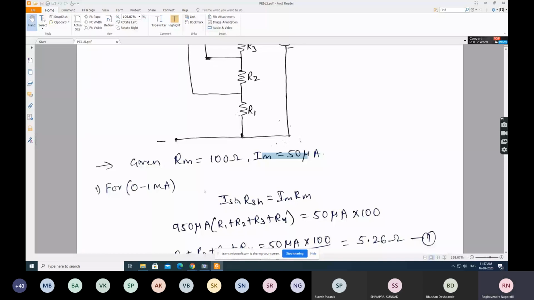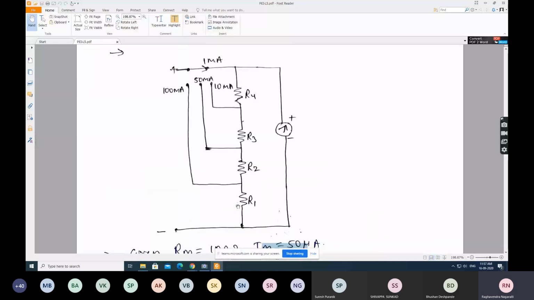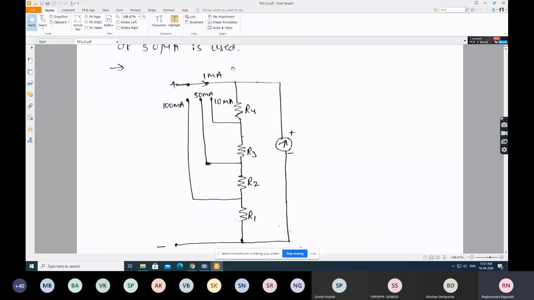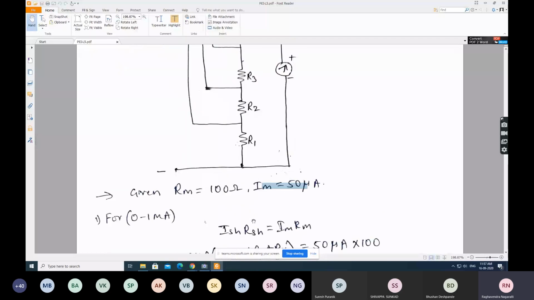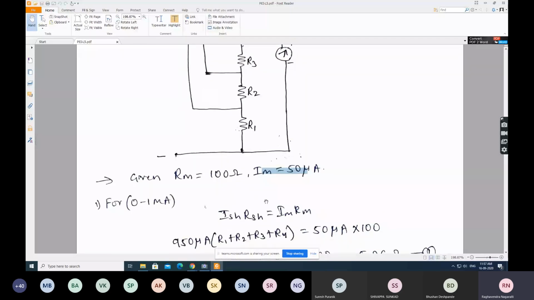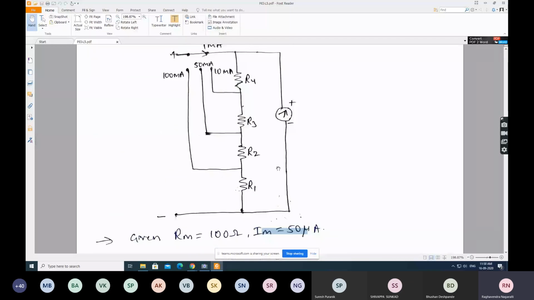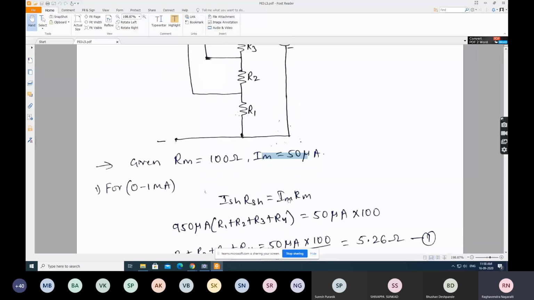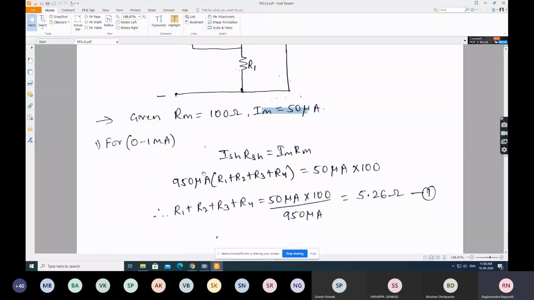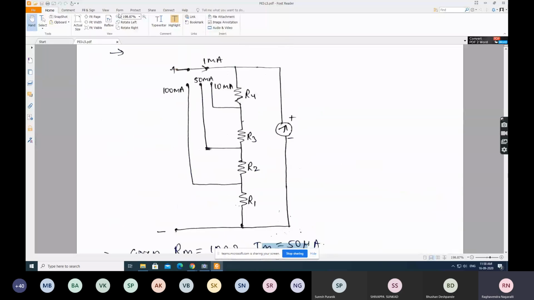So we are using the same equation, ISH, that is current through this parallel resistors, ISH into RSH, resistance in parallel, is equal to IM, IM is the meter current, the current flowing through this meter, and RM. RM is the internal resistance of this meter. So the given value is what? Let me take pencil.